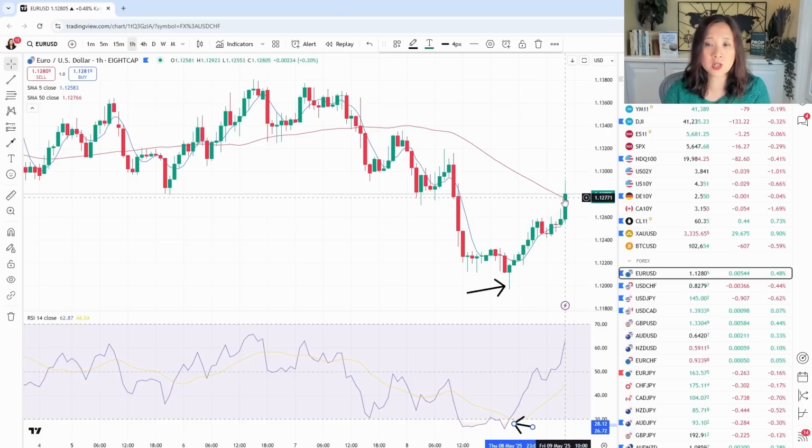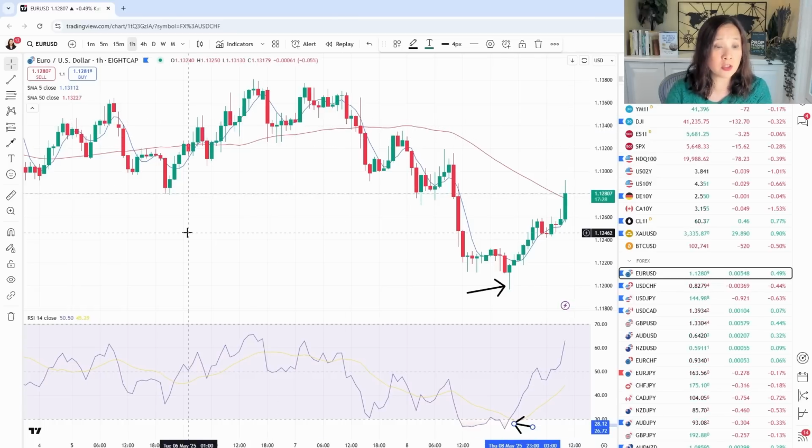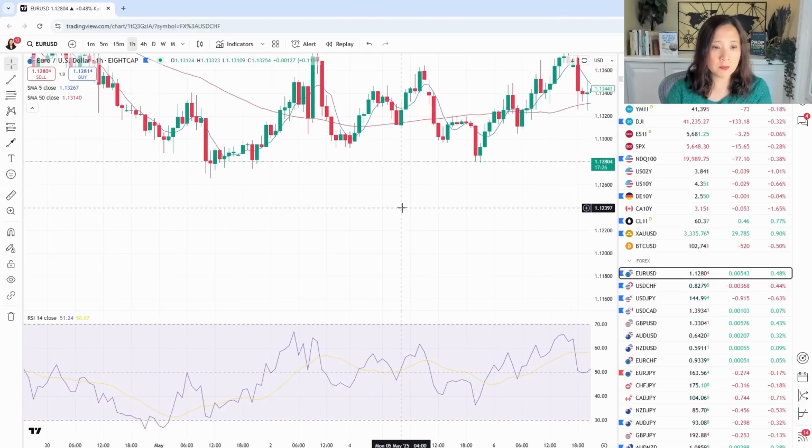But what I would say is you would close the first half of your position when it touches the 50 SMA. That's why we have this 50 SMA there. And then you can trail your stop. I'll show you how to do it in a little bit. But let's see if we can find another divergence in Eurodollar.